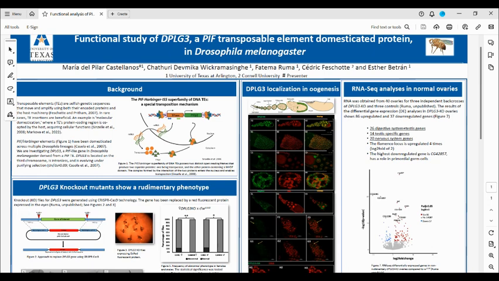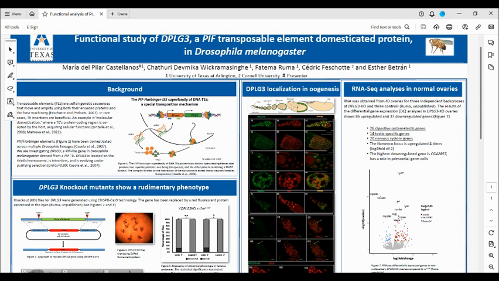The Pith-Harbinger superfamily of TEs has been domesticated across multiple Drosophila lineages, and right now I'm investigating DPLG3, one of the four DPLGs in Drosophila melanogaster, derived from a Pith element. DPLG3 is located on the third chromosome, is intronless, and is a conserved gene. According to FlyBase, DPLG3 is very highly expressed in ovaries, but is also expressed in testes and in the nervous system.